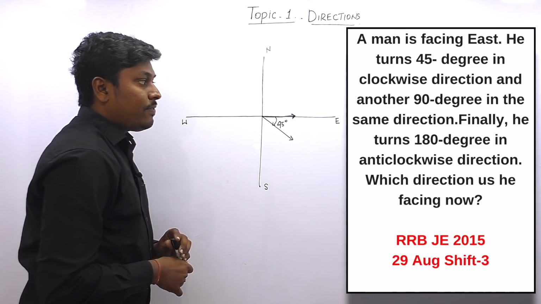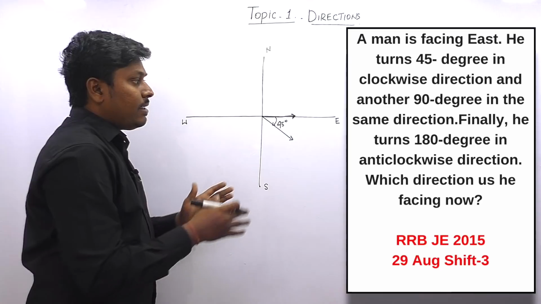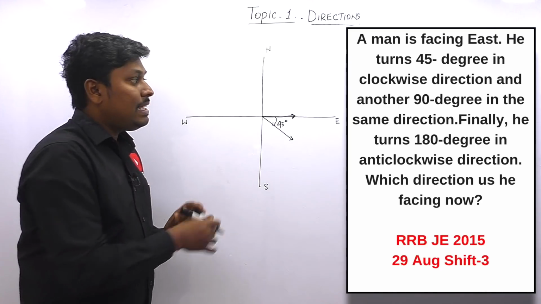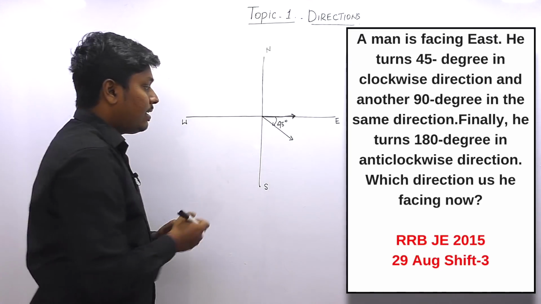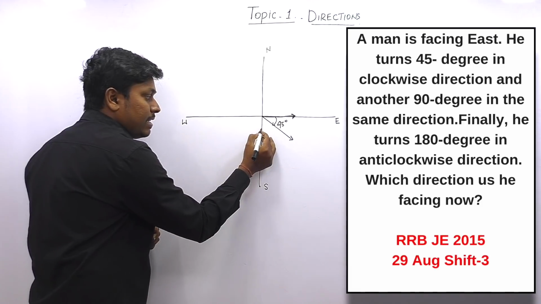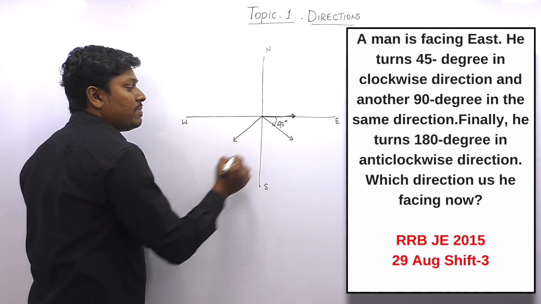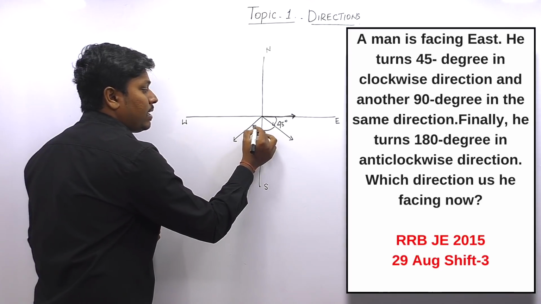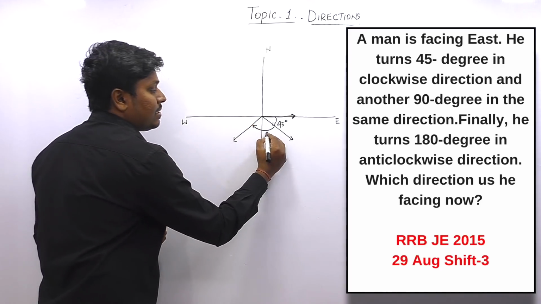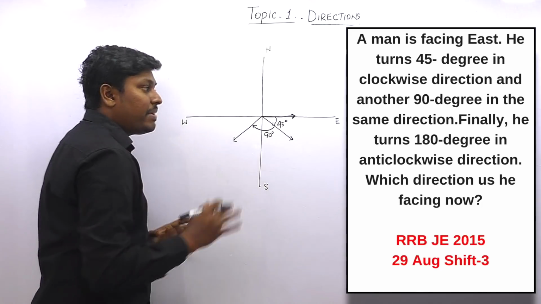Next point. Finally, another 90 degrees, right? After turning 45 degrees, he is again turning 90 degrees. So remember that this will be another 45 and this will be another 45. So now he will be facing southwest direction. From this point, he is again turning clockwise direction, that is 90 degrees. So read the question carefully.